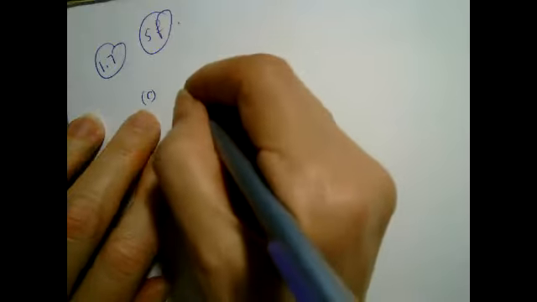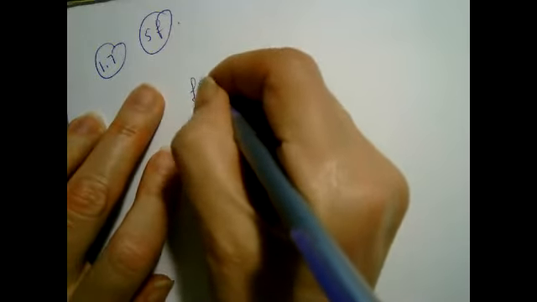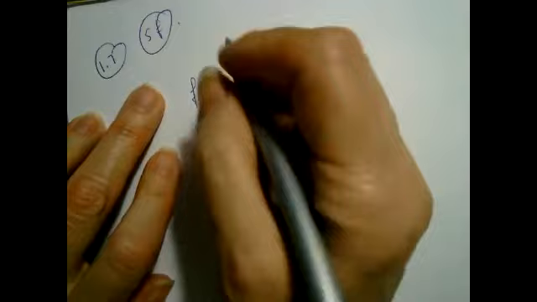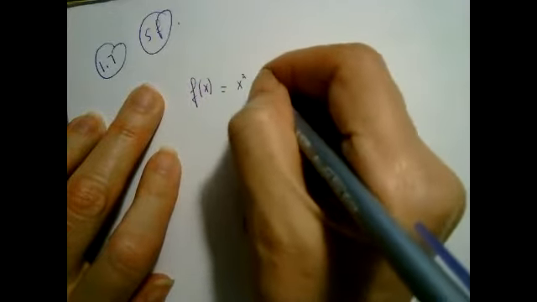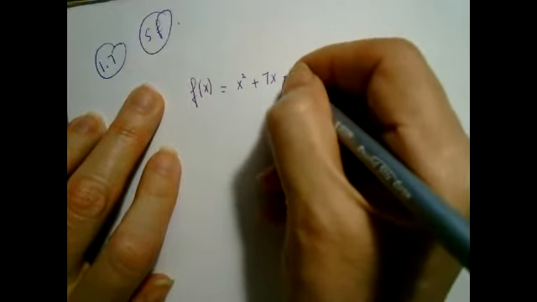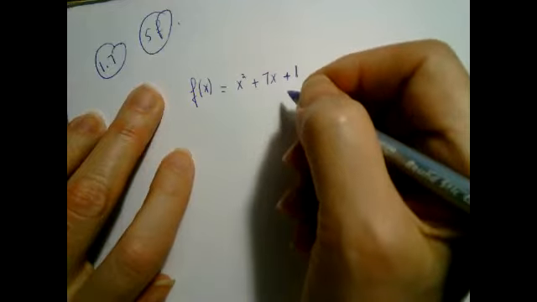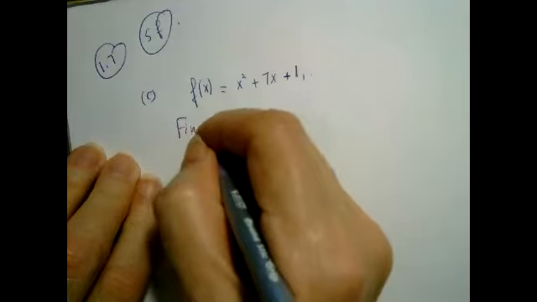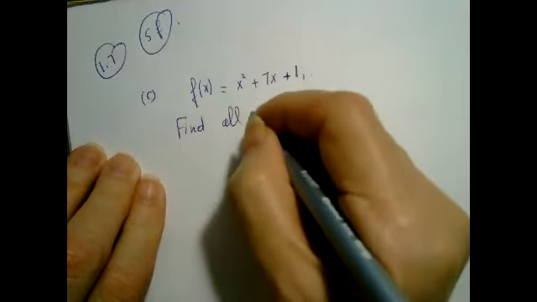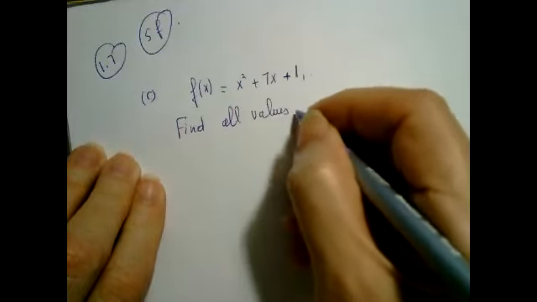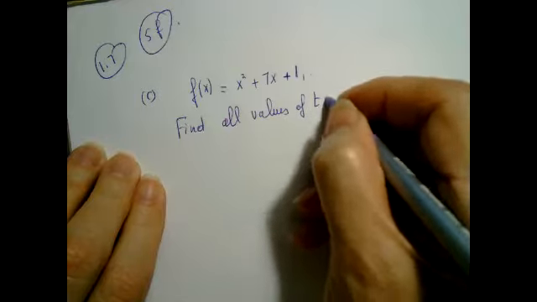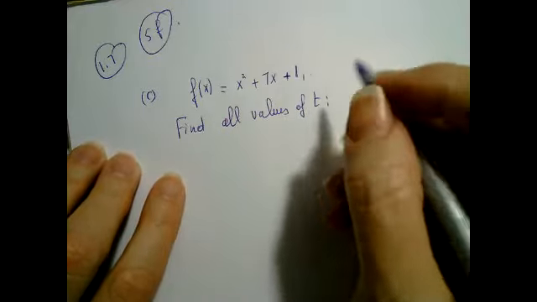So FC is the following. We have a function that takes x to x squared plus 7x plus 1. And the question is, find all values of t such that f of t is 19.